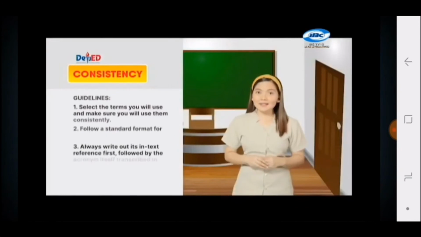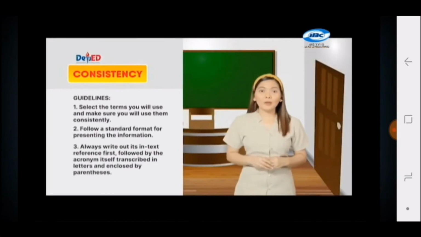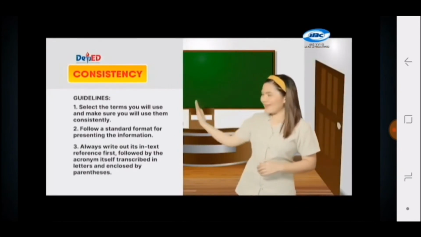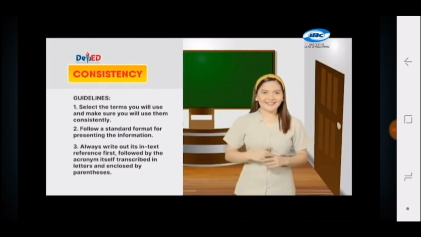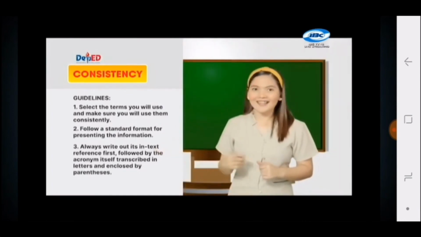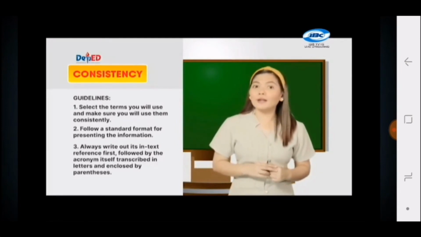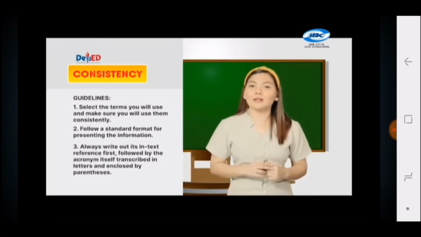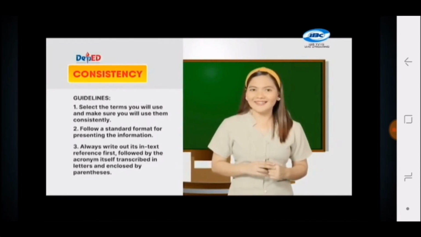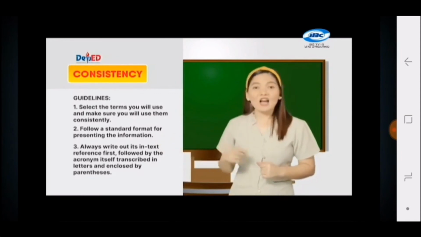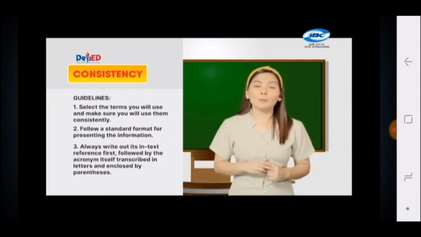To achieve consistency of information, we must follow these guidelines. Number 1, select the terms you will use and make sure you will use them consistently. For example, the word diagram should be used throughout the material and not later called chart. Number 2, follow a standard format for presenting the information.